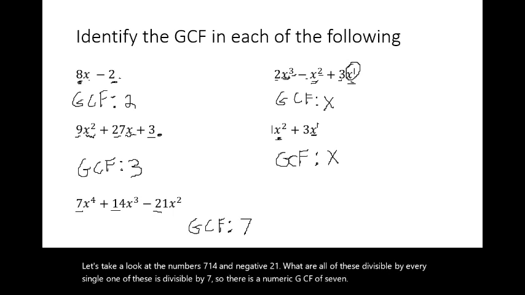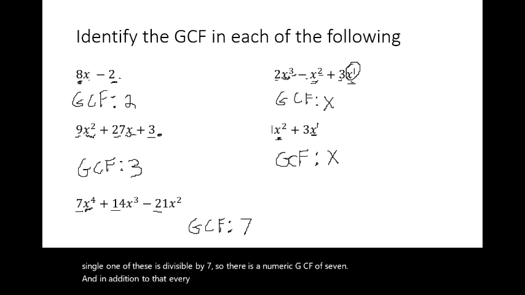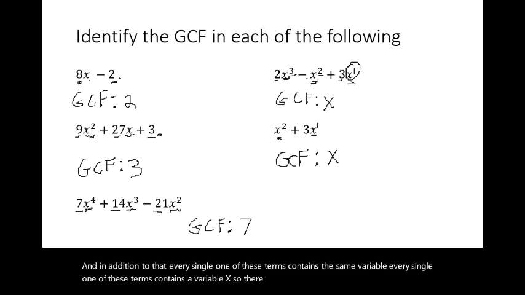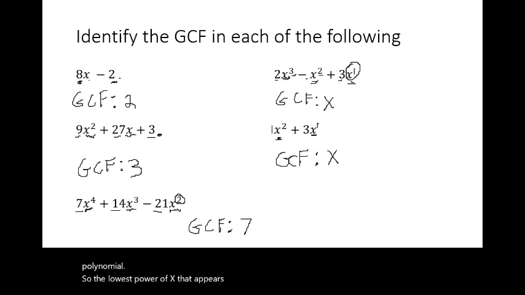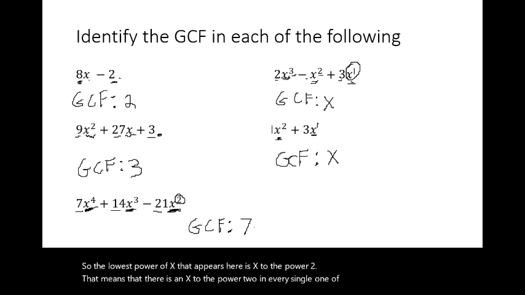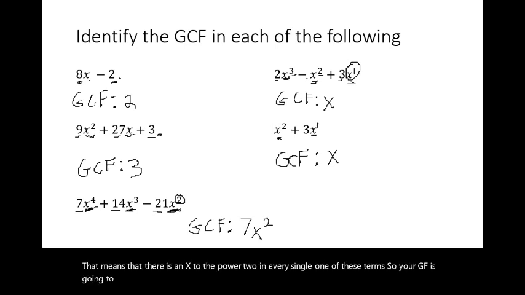And in addition to that, every single one of these terms contains the same variable. Every single one of these terms contains a variable x. So there is also, in addition to this 7, a variable GCF. Now, the power on your GCF is the lowest power of x that appears in the polynomial. So the lowest power of x that appears here is x to the power 2. That means that there is an x to the power 2 in every single one of these terms. So your GCF is going to be 7x squared.